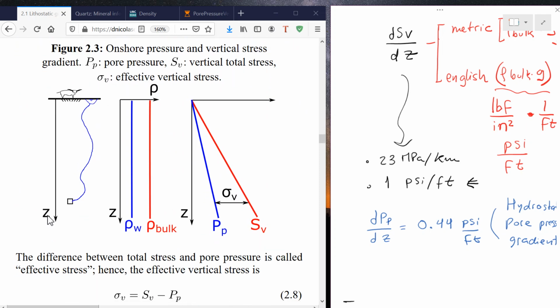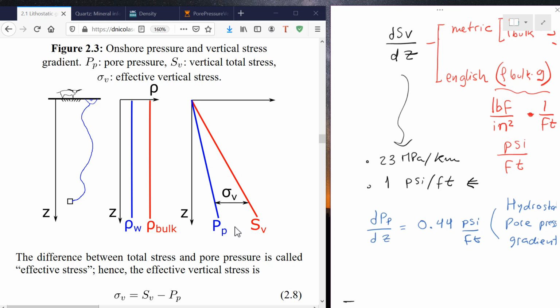At a given depth, if we consider that the density of water is constant, and this is hydraulically communicated with the surface, which means it's under hydrostatic conditions, and if the density of the rock is also constant, then as depth increases, both pore pressure and total vertical stress are going to increase linearly.